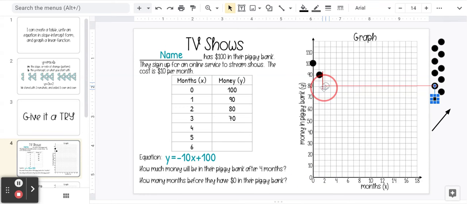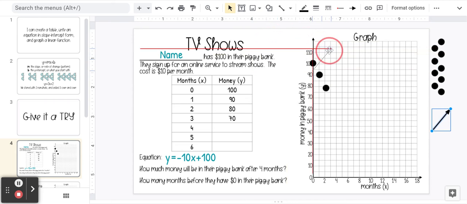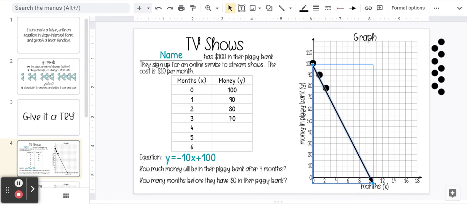You might not be able to fit all of the dots on your graph, and that's okay. Just plot what is able to fit. And then lastly, you'll connect your dots and have your line keep on going.